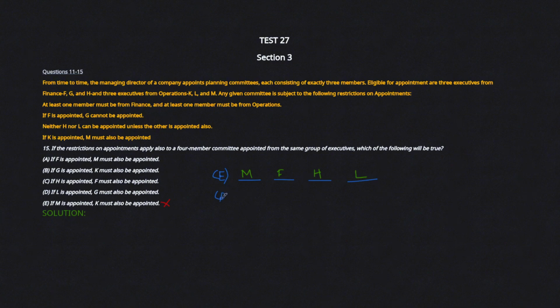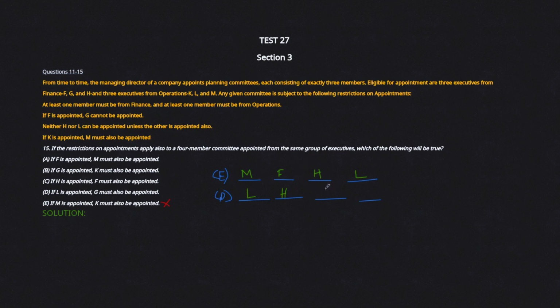In case of option number D, let's see. If L is appointed, G must also be appointed. Let's say L is here. I'm going to go down the same route as well. I'll just try to prove that if L is appointed, G is not necessarily a must to be appointed. So let's say I picked L, then I have to pick H as well.